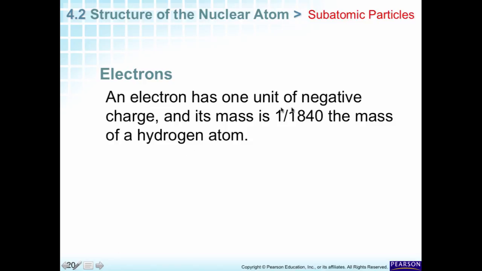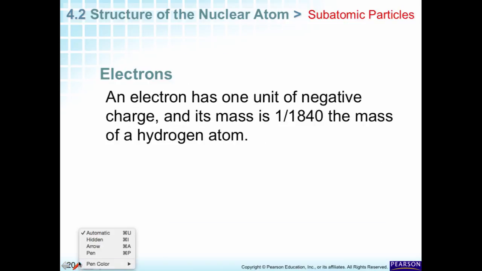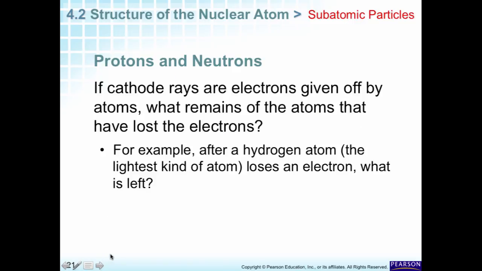So an electron has 1 unit of negative charge and its mass is, oops, keep on pressing the button. It's 1/1840 the mass of a hydrogen atom. So a hydrogen atom is the smallest atom. So this is that almost insignificant number. Very, very small mass.